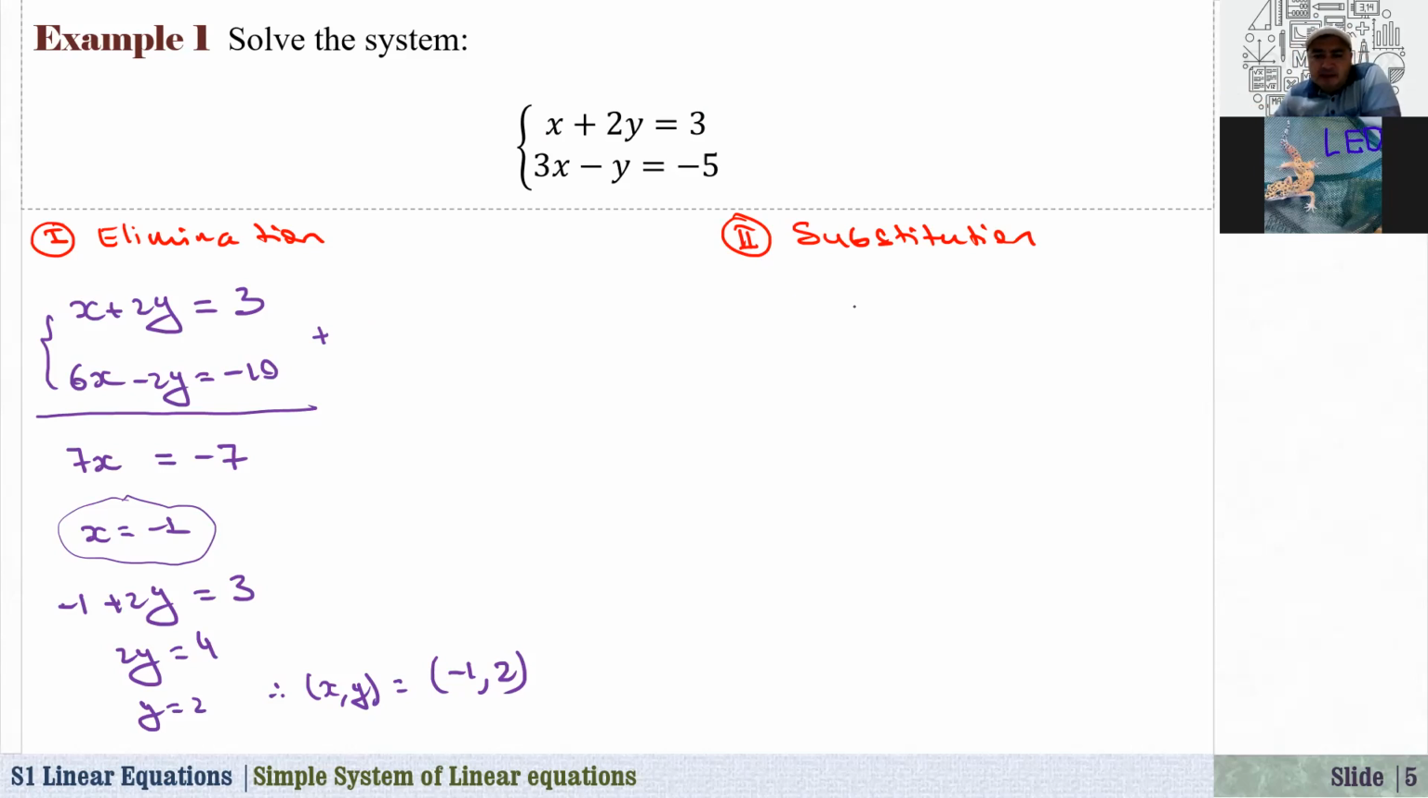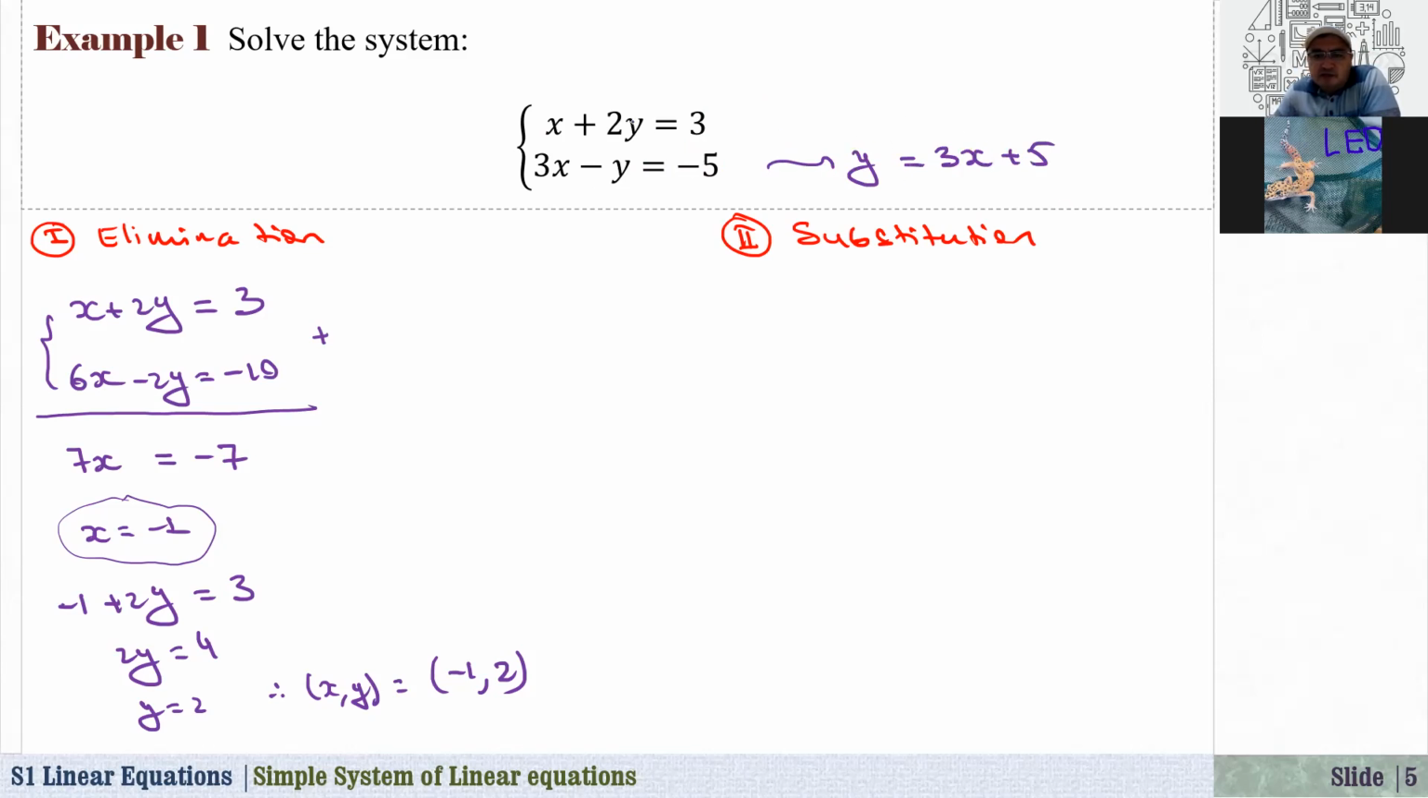How about part B, substitution? In substitution, we have to express either y in terms of x or x in terms of y. For example, let me express y in terms of x in the second equation. If you just take y to the right-hand side, -5 to the left-hand side, what is y here? y is equal to 3x plus 5.